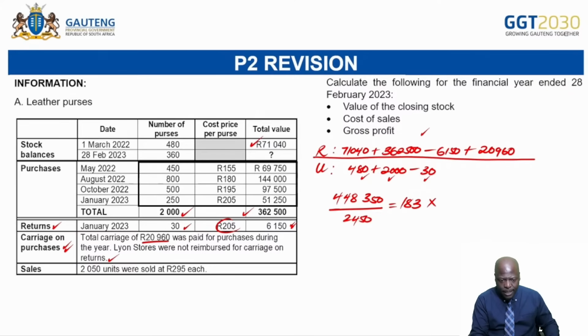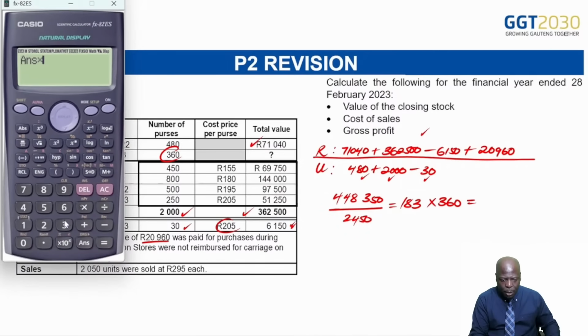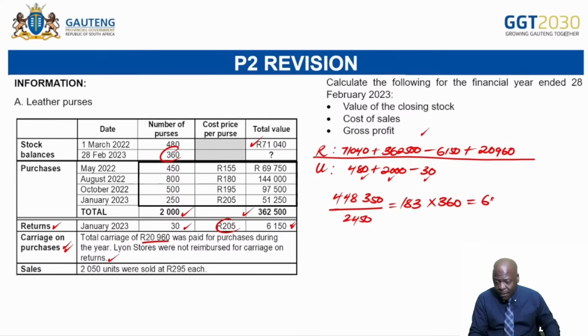Then we multiply this now by the closing stock, which is 360. So we multiply by 360, and that will give you 65,880. This is what we would do with the weighted average method. Then the next question now, so let's make this A, that becomes your answer to A.